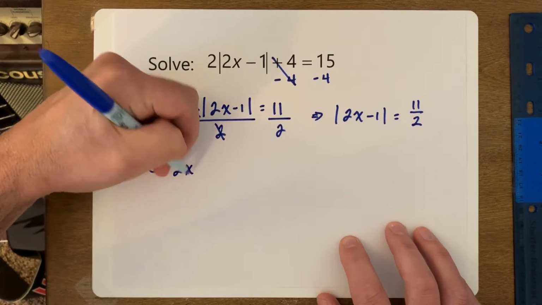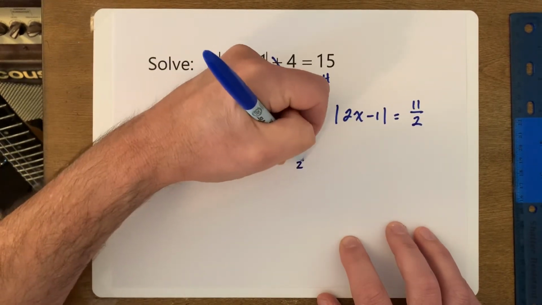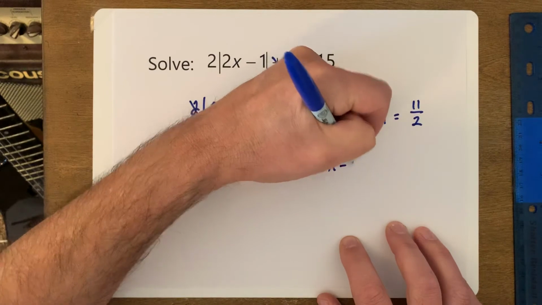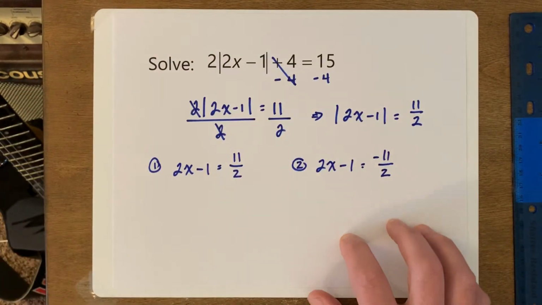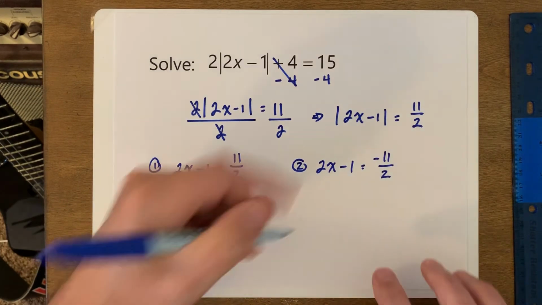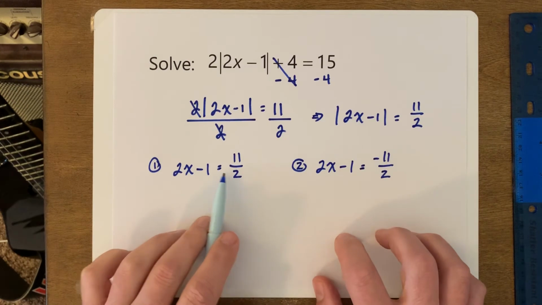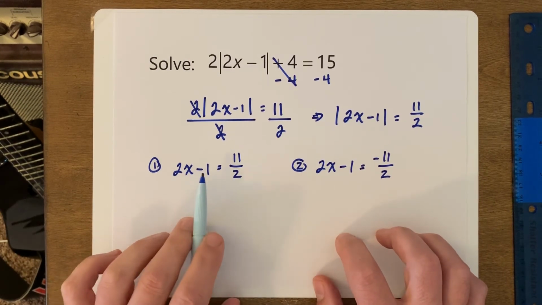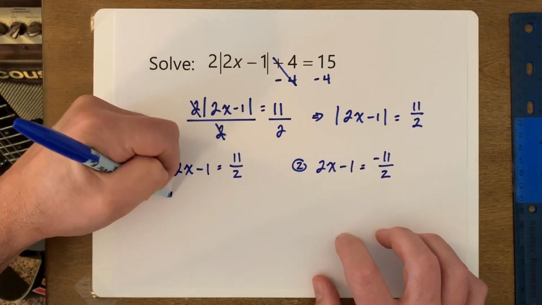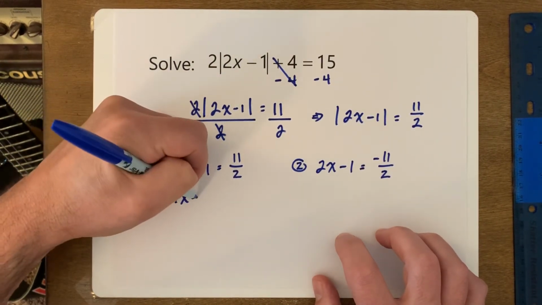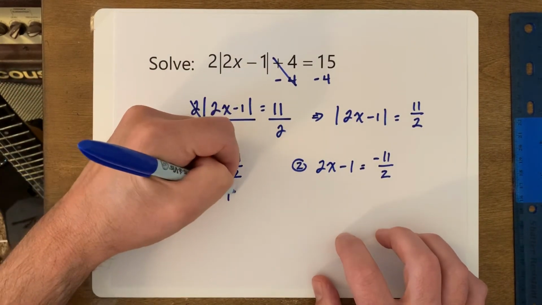We've got 2x minus 1 equal to 11 halves. And the second one is 2x minus 1 equals negative 11 over 2. All right, I need to solve these 2 equations. What I'm going to do is multiply everything by 2 here. Times 2, times 2, times 2. So watch this. 2 times 2x is 4x. 2 times negative 1 is negative 2 equals 2 times 11 halves is 11.